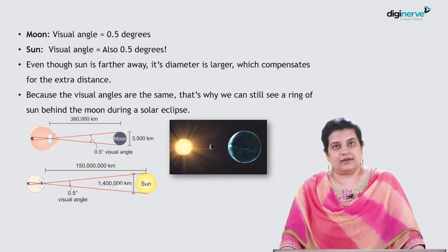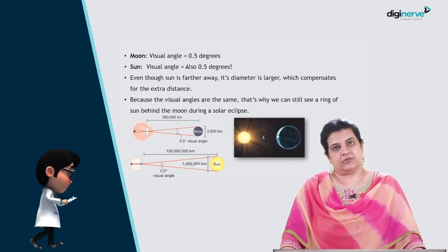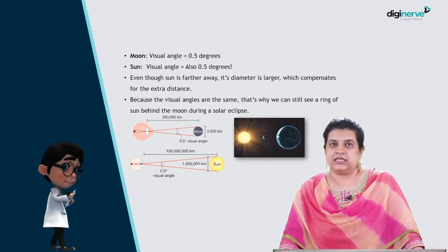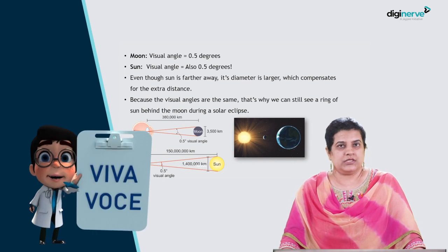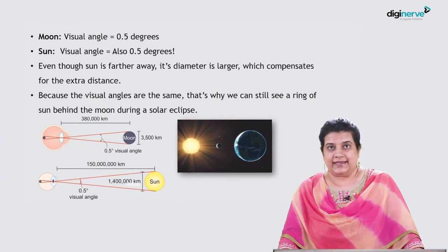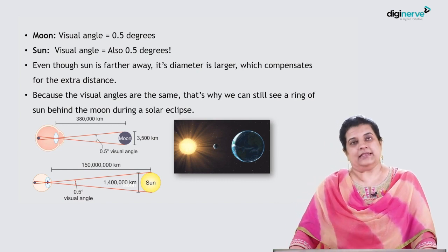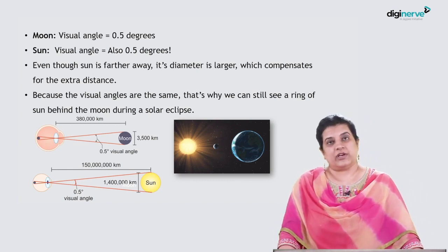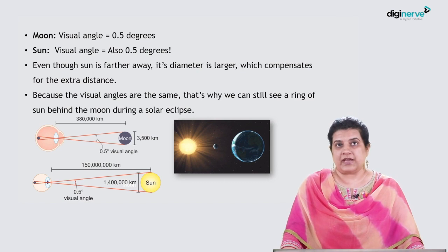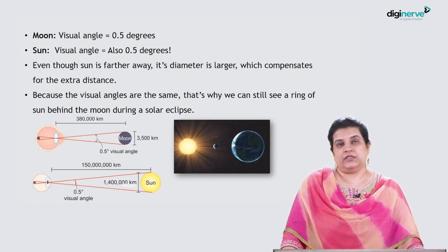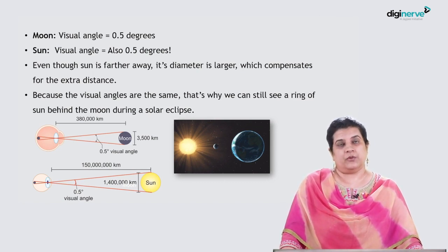Now, you will wonder what is the angle that is being subtended by objects that are very distant from us. And two such objects that we see day in and day out are the moon and the sun. The visual angle subtended by the moon is 0.5 degrees and so is that of the sun. But we know that the sun is much farther away than the moon. Then why is this happening?